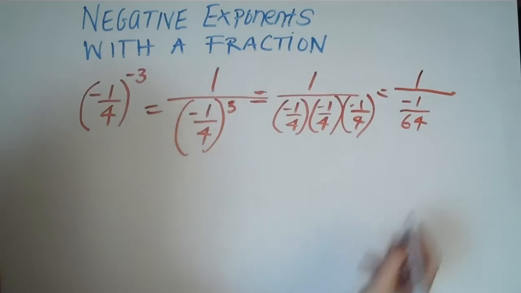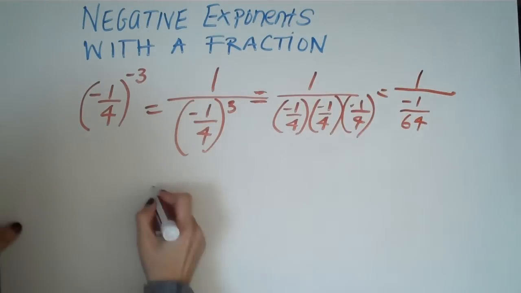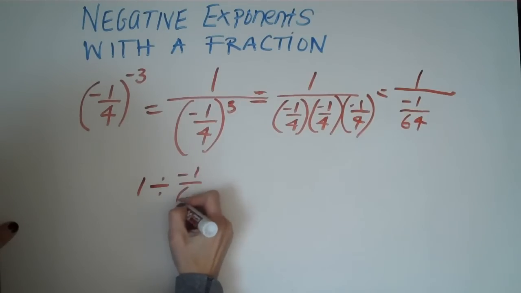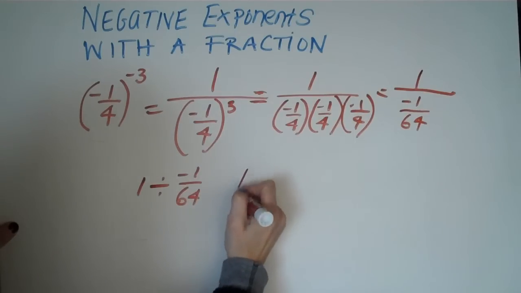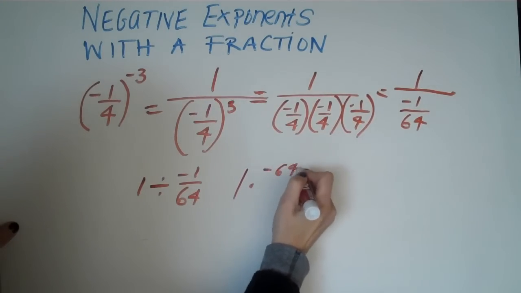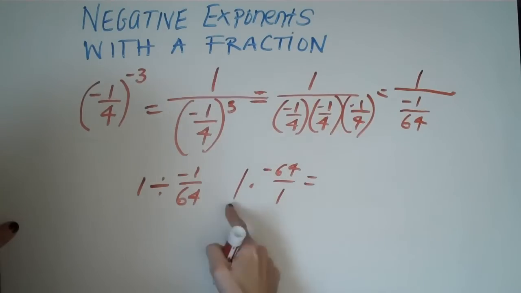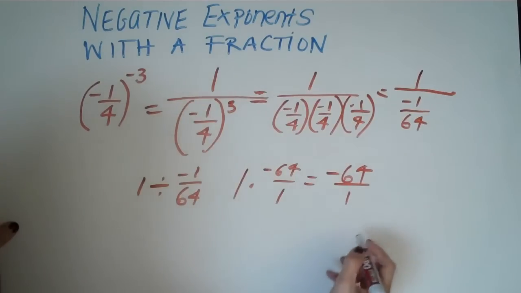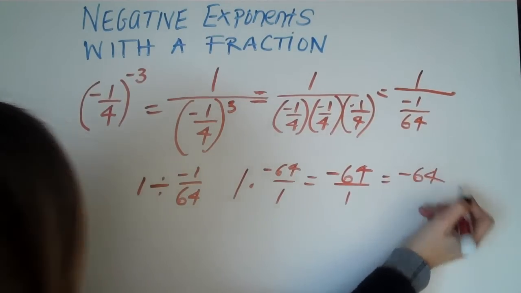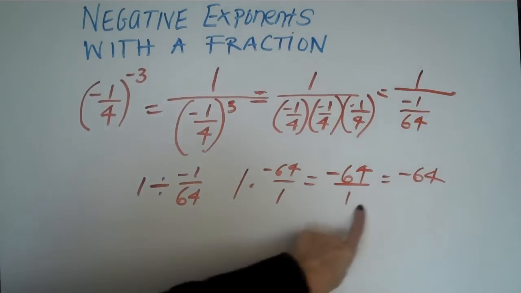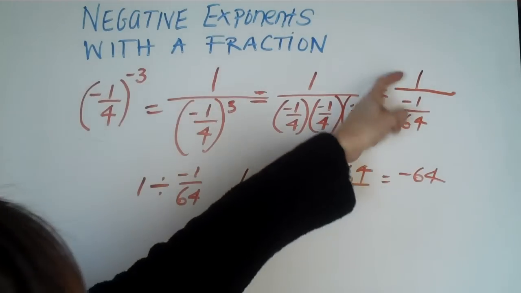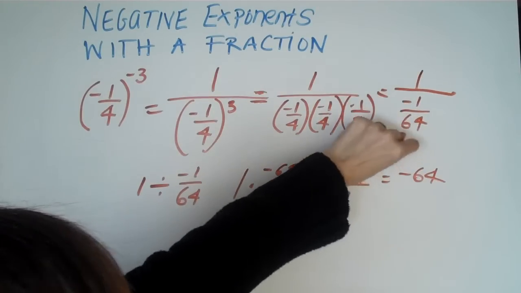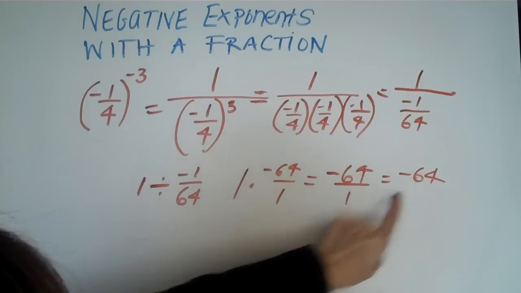Okay. Now, again, we have 1 divided by negative 1 over 64. We know that's the same as 1 times negative 64 over 1, which is the same going straight across as negative 64 over 1, or negative 64, right? Now, you don't have to do all of these steps. If you can just remember, if I'm dividing a fraction underneath a 1, that fraction gets flipped and the reciprocal ends up being the answer.